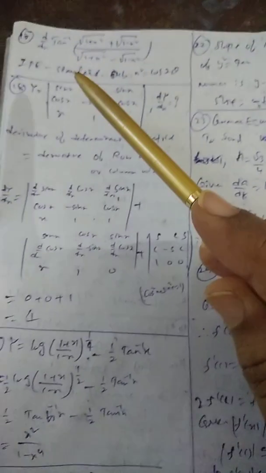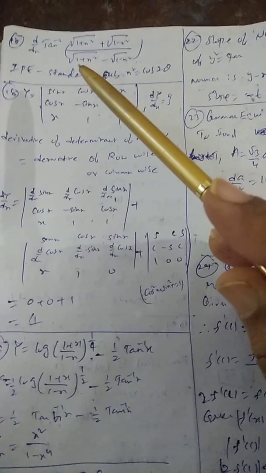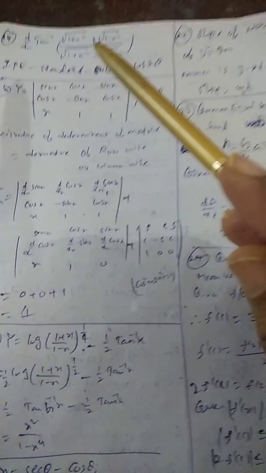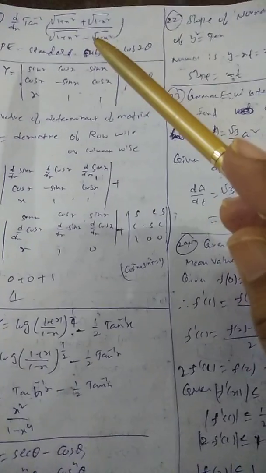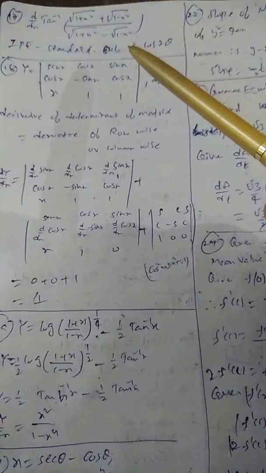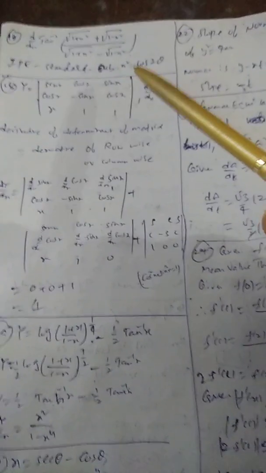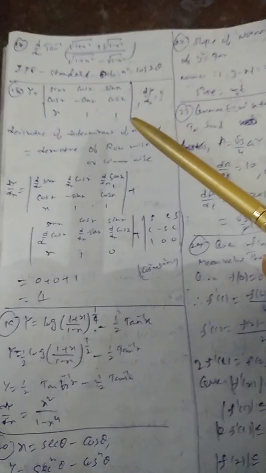The next one. One question on derivatives. Find d by dx of tan inverse of root of 1 plus x square plus root of 1 minus x square by root of 1 plus x square minus root of 1 minus x square. This is a standard question. It's an ITJ question. By substituting x square equals cos 2 theta, we'll get the answer. This is a direct standard question.